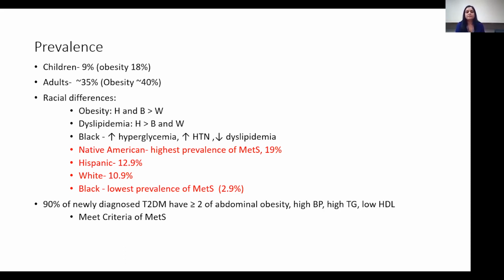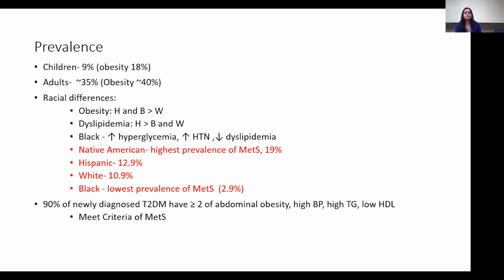Whereas in adults, there is 35% metabolic syndrome, and the obesity rate, again pre-COVID, is about 40%. That means almost all obese adults have metabolic syndrome. Coming to racial differences, obesity is more common in Hispanics and Blacks than in whites.